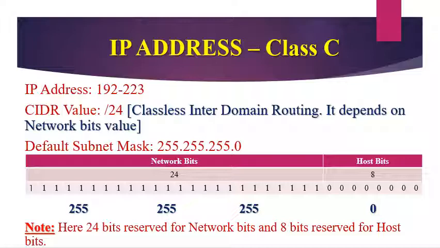That is the summation of 2 power 0 plus 2 power 1 plus 2 power 2 plus 2 power 3 plus 2 power 4 plus 2 power 5 plus 2 power 6 plus 2 power 7. You will get 255. The next 8 bits are 1, again you will get another 255. Then the third 8 bits are also 1, so you will get 255, and the last 8 bits are 0. So that 0 is represented as a host bit, and the 1 is represented as a network bit. So here 24 bits are reserved for network bits and 8 bits reserved for host bits.